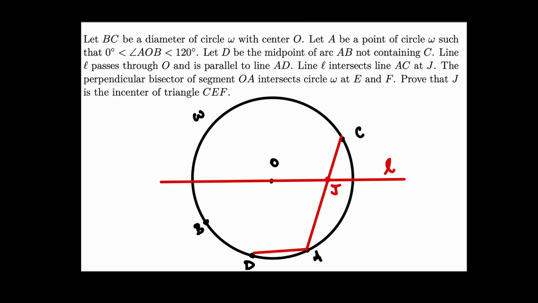Then the perpendicular bisector of OA intersects omega at E and F. So you draw OA and then you cut it in the middle. Let's draw the perpendicular bisector, something like this. When you do this, you will get these two points, and these are E and F. Now, what do you have to show? Prove that J is the incenter of triangle CEF. So let's finish the triangle, C, E, and F. If you look at this triangle, the claim is that J is the incenter.